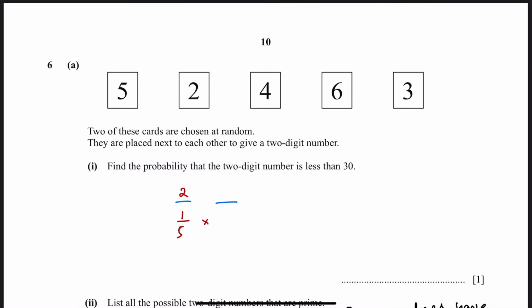And any other digit could appear on the second position. So I could have 4, 5, 6, or 3. So I can say that's 4 out of 4. So the probability of this is 1 over 5.